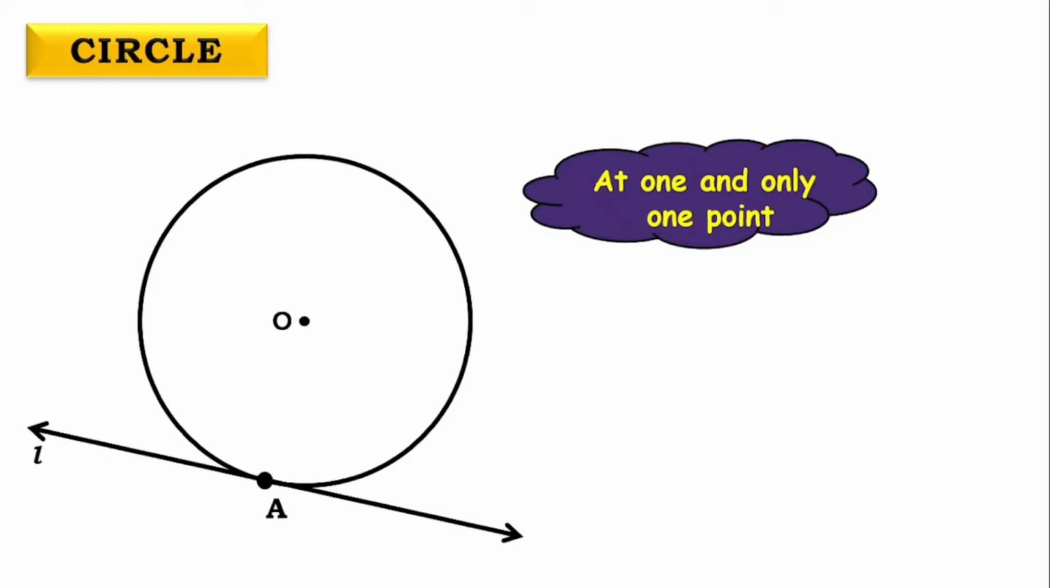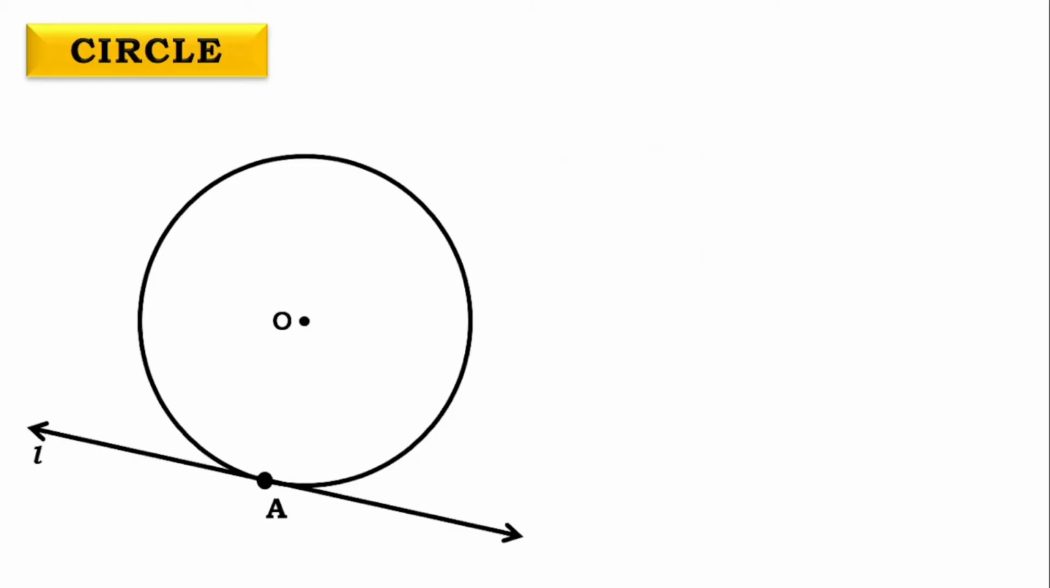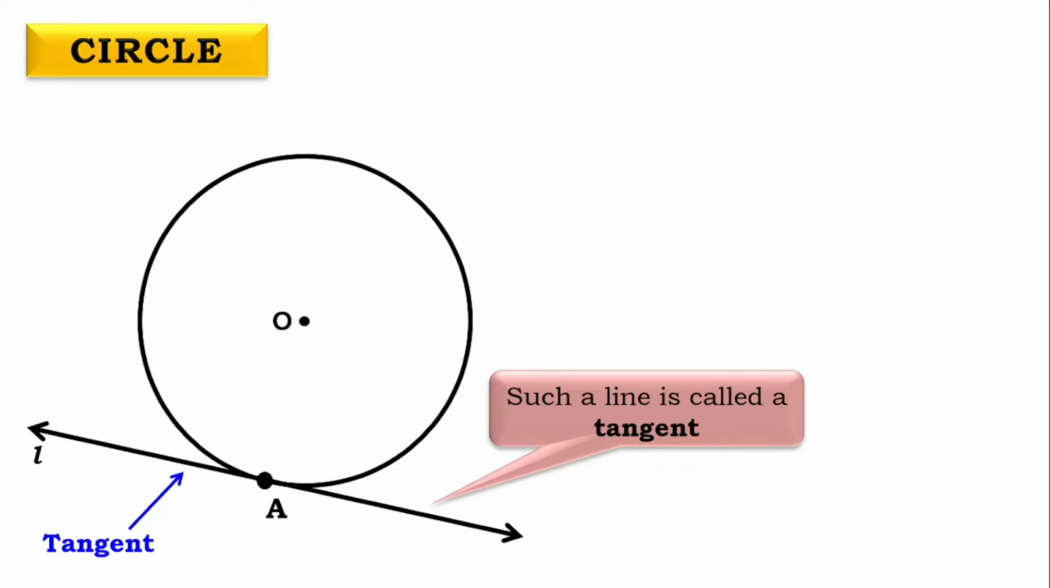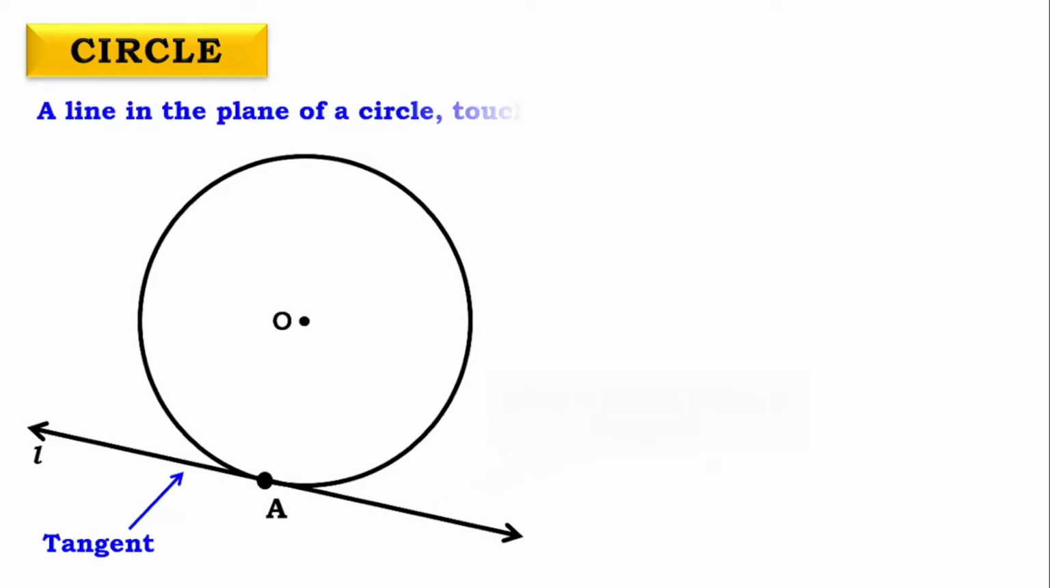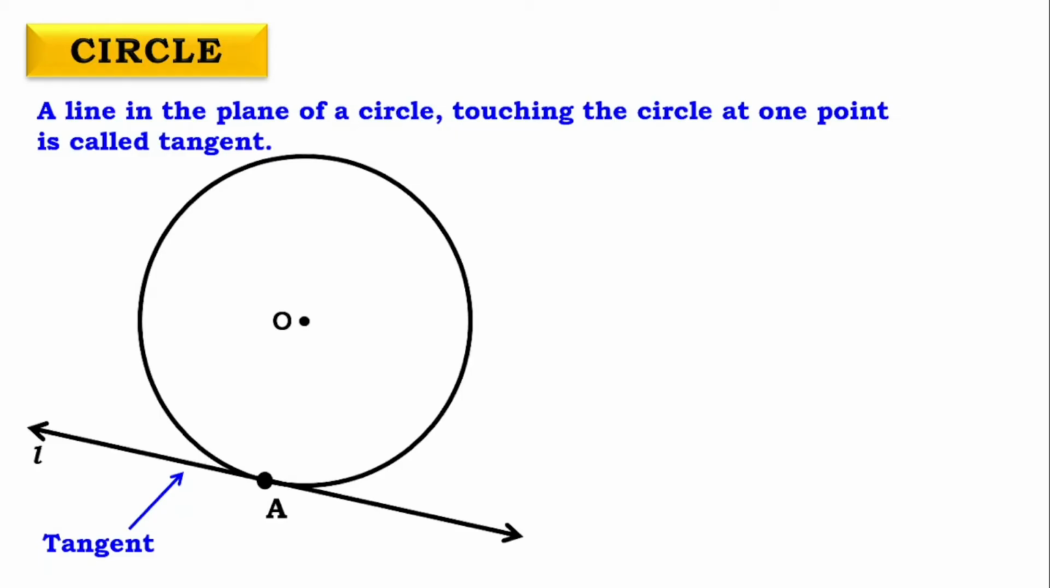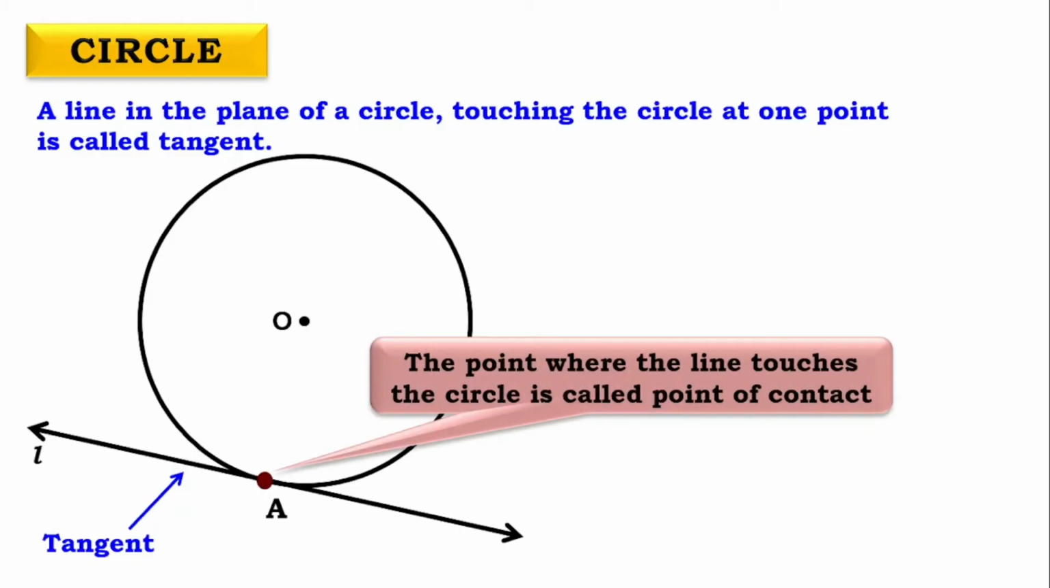Understood? Moving forward. Such a line is called a tangent. So this line L is a tangent to the circle. Now let us define a tangent. A line in the plane of a circle touching the circle at 1 point is called a tangent. So a tangent is a line passing outside the circle and touching the circle at only 1 point. You can see this in the figure. The point where the line touches the circle is called the point of contact. So this point A is called what? The point of contact.